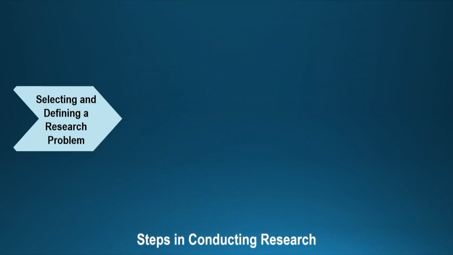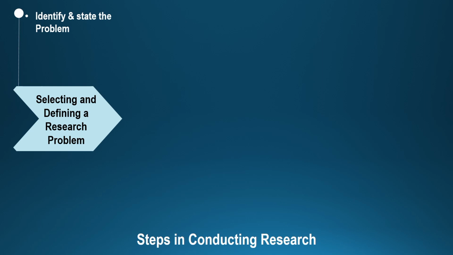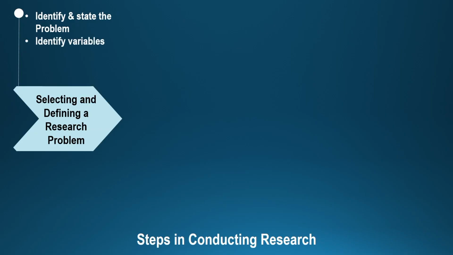Now let's see what activities a researcher undertakes when he or she has to select and define the problem. Selecting and defining the problem, the very first activity is to identify and state the problem. The researcher starts with a very broad area where he would like to undertake research and then narrows down that broad area into a specific problem by identifying the variables and defining those variables and stating the objectives of the study.